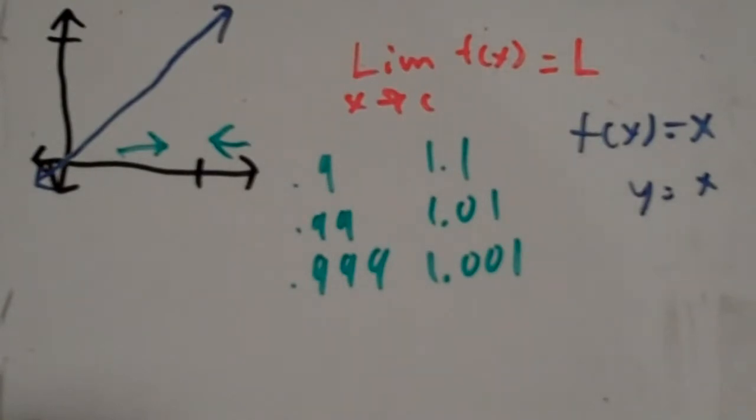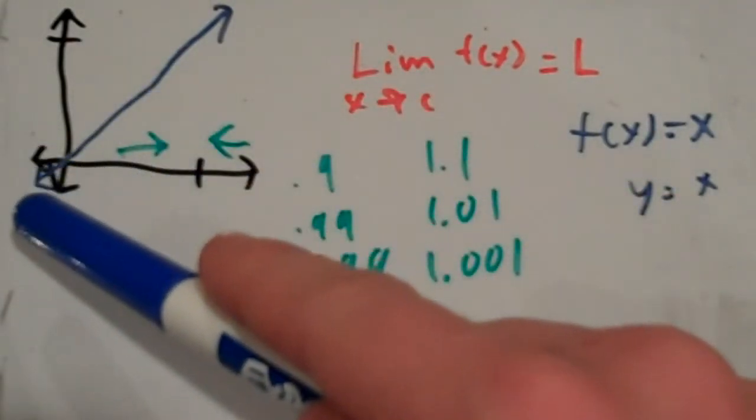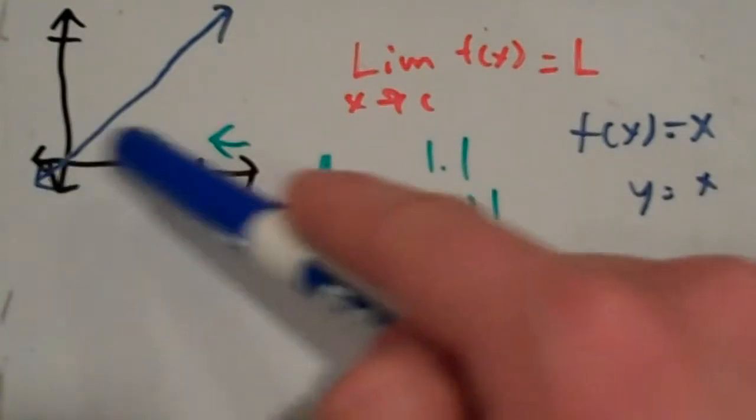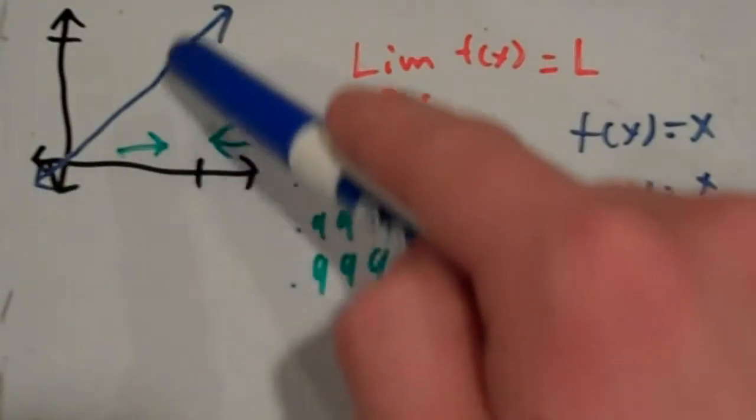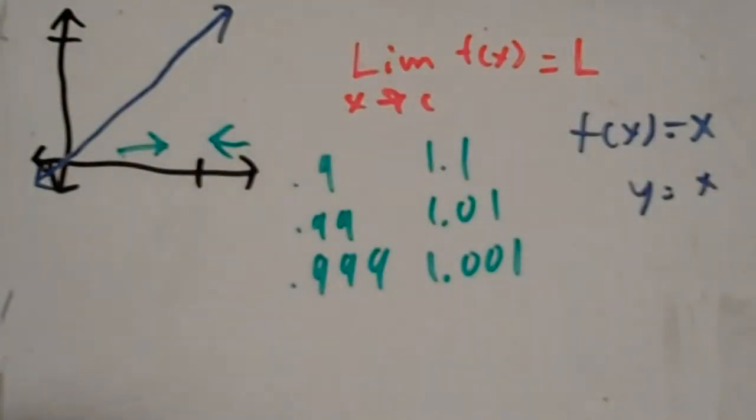Now, the other thing we could do is, instead of plugging in numbers, we could also look at the graph of the equation, which I have drawn here. So we have y equals x, and we see that as x approaches 1, we look up at the graph, y also approaches 1. So the limit as x approaches 1 of the function x is 1. That's just generally how you do a limit.